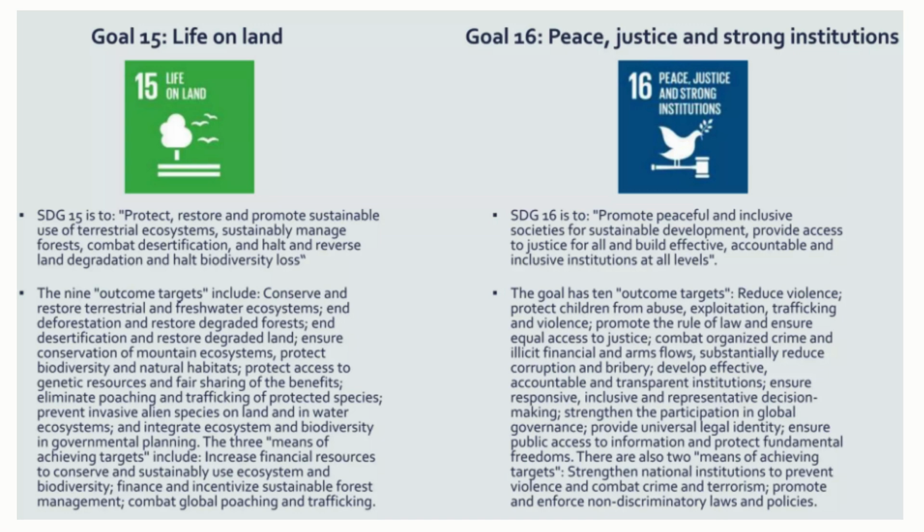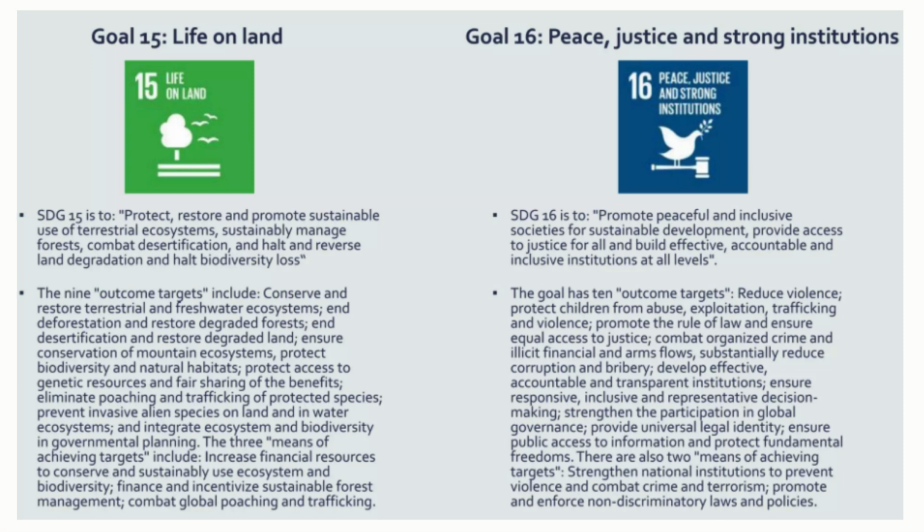The three means of achieving targets include increase financial resources to conserve and sustainably use ecosystem and biodiversity, finance and incentivize sustainable forest management, combat global poaching and trafficking. Goal 16, peace, justice, and strong institutions. SDG 16 is to promote peaceful and inclusive societies for sustainable development, provide access to justice for all, and build effective, accountable, and inclusive institutions at all levels.